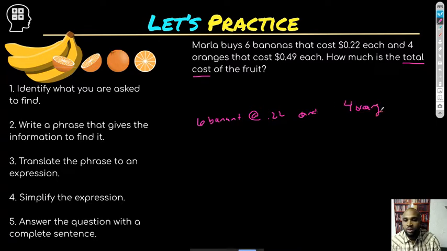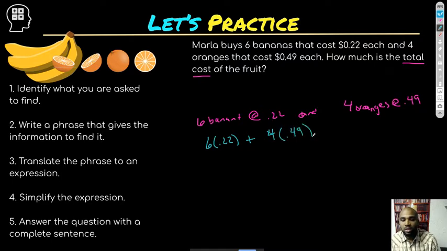I'm kind of abbreviating, as you can see. Oranges. I forgot how to spell oranges. Thank you for that. It's up there. I almost put a J. Oranges at 0.49. So we want the total for this. How can we write an expression that goes here? So 6 bananas at 22 cents, we know we need to do 6 times 0.22. And we're going to add the oranges, 4 oranges at 49 cents. So that's the expression we need to look at.